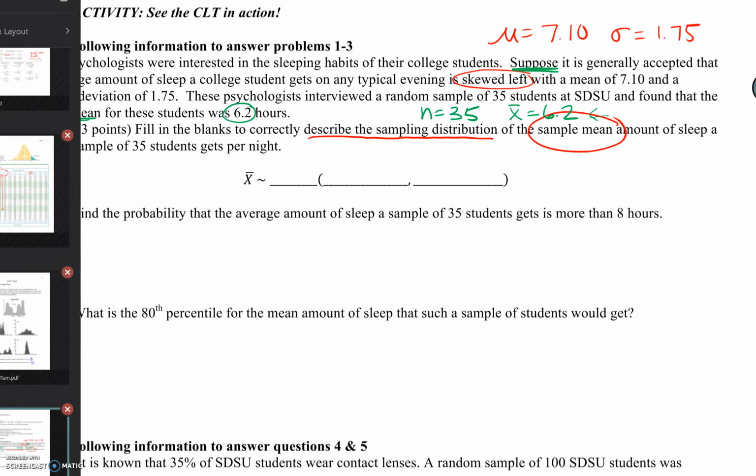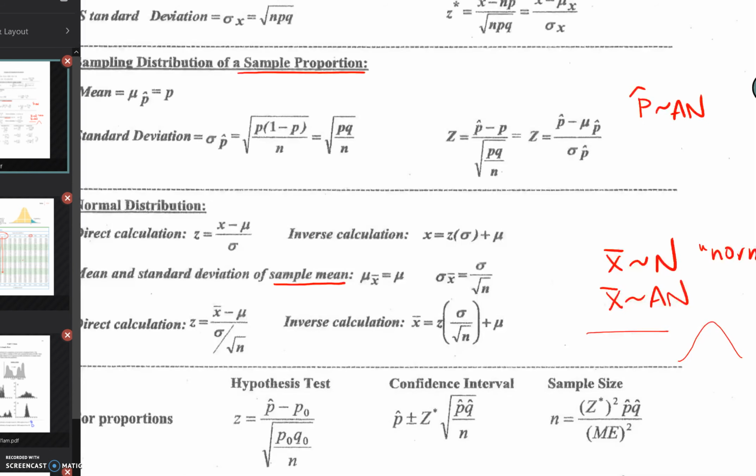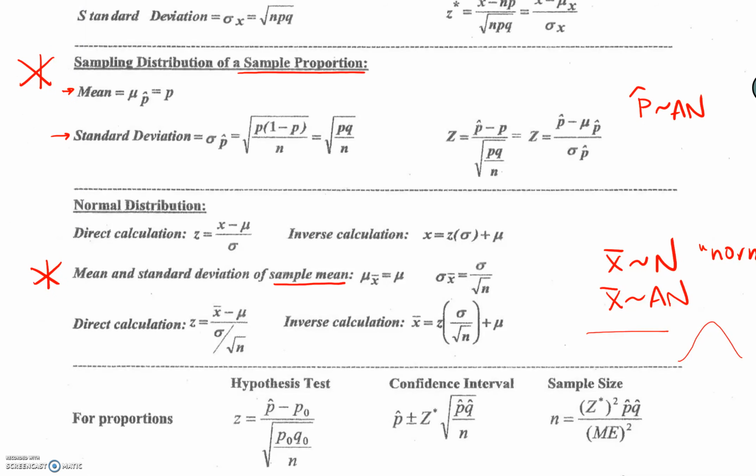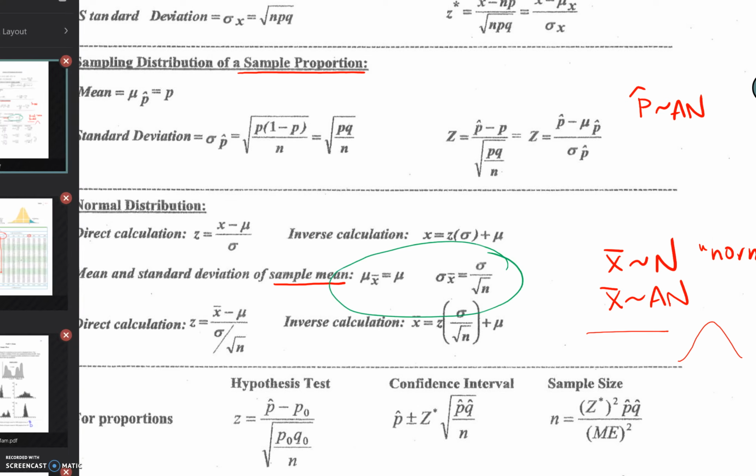And we can see that on our formula sheet as well. We need the mean and standard deviation to fill in this distribution, and they're right here. The mean of a sample mean is the real mean. The standard deviation of a sample mean is the original standard deviation divided by the square root of n.